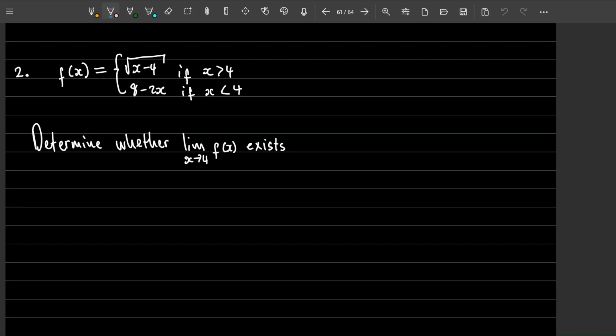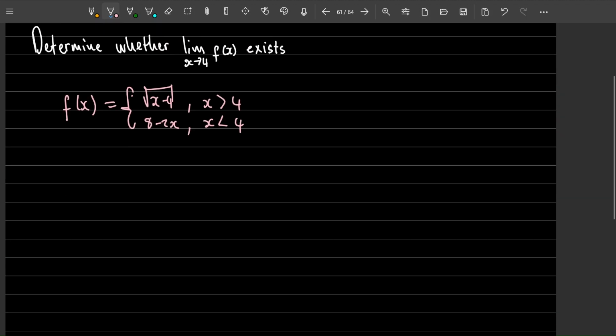Remember that we always take one thing at a time. So you could first write down f of x. I don't want you to panic. f of x is equal to root x minus 4 for x greater than 4, and it is equal to 8 minus 2x for x less than 4. So that means I'm going to say the limit as x approaches 4 from the right, I look at this one here, x greater than 4.